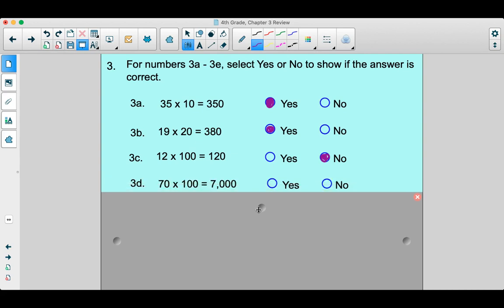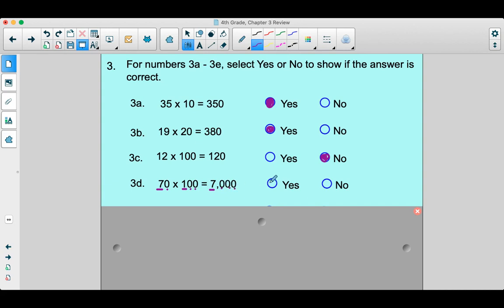Okay, and we've got D. 70 times 100 equals 7,000. All right, so we're going to go with 70 times 100, also known as 70 hundreds. And then you could also use your basic fact of 7 times 1 is 7. And then you're adding on those 3 place values, right?